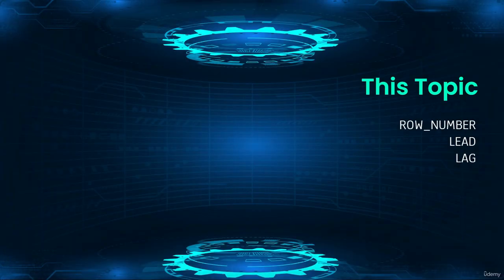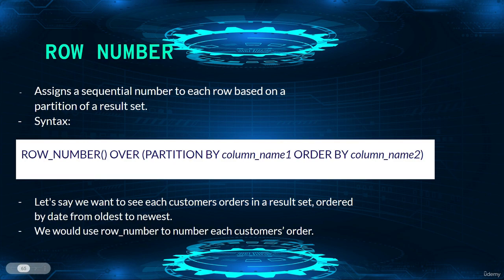Hi everyone. So now we're going to look at window functions, and we'll start with row number. Row number can be quite difficult at first, but it's something I use all the time and it's important to have a good understanding of. It assigns a sequential number to each row based on a partition of a result set.